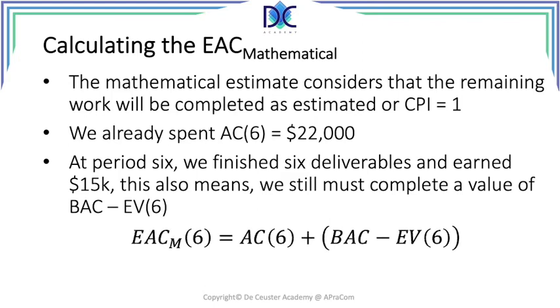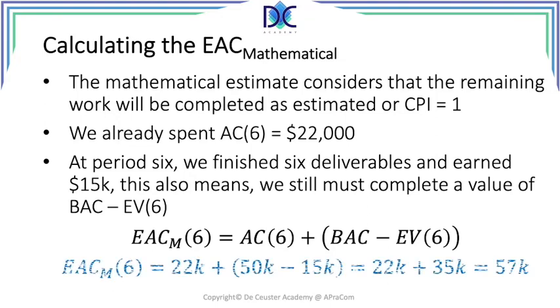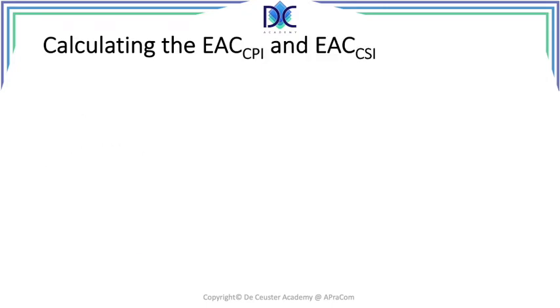So when we look at the formula, the mathematical estimate at completion at period 6 is the actual cost until period 6, plus the remaining value to create, which is the BAC minus the EV. It gives us 22K for the actual cost. The BAC minus EV is 50K minus 15, which is 35. So the estimate at completion, when we look at the mathematical estimate, is equal to 22K plus 35K, which is 57K.